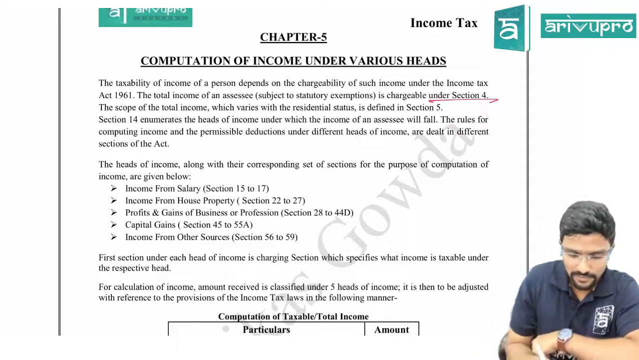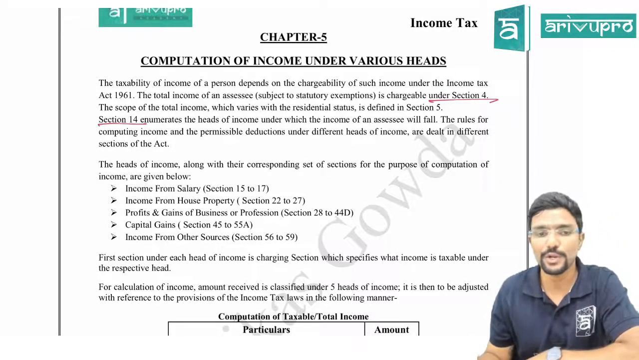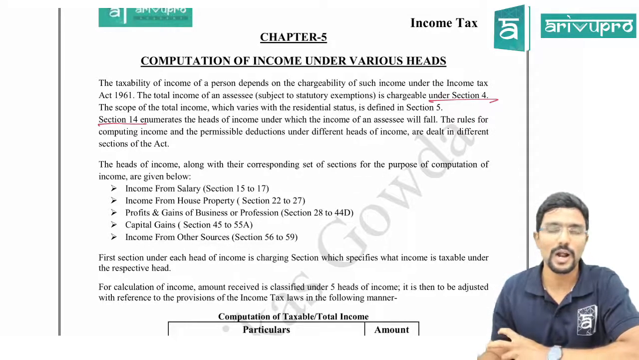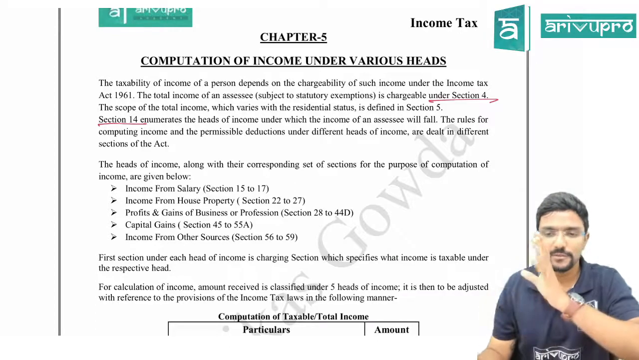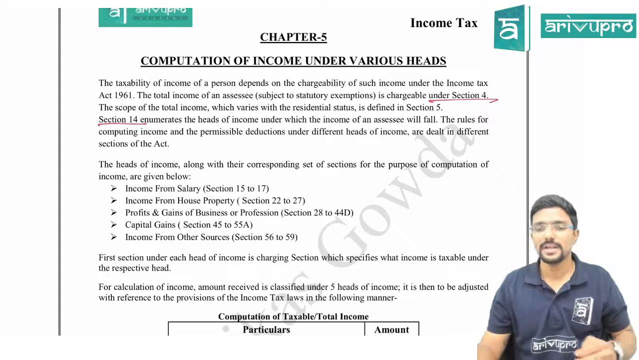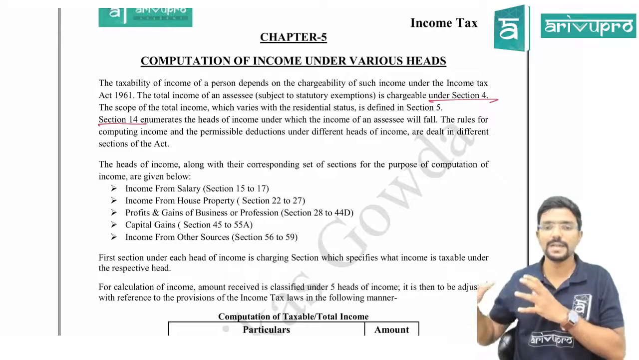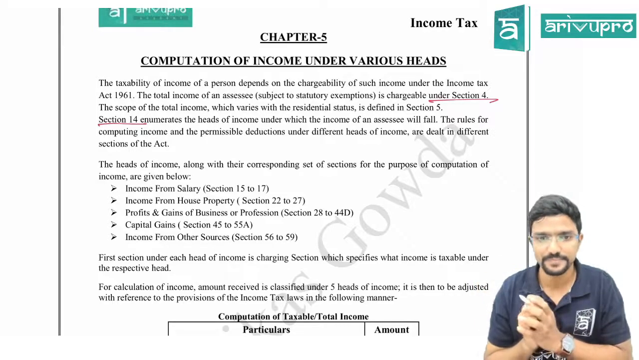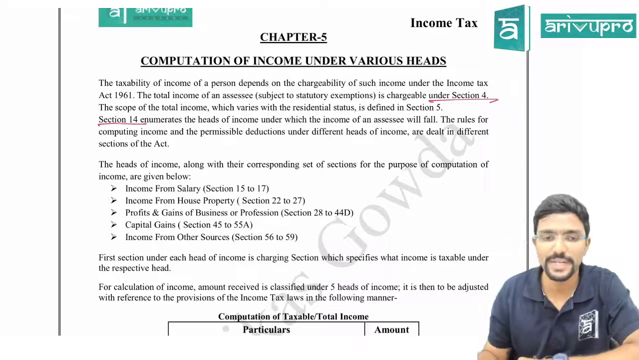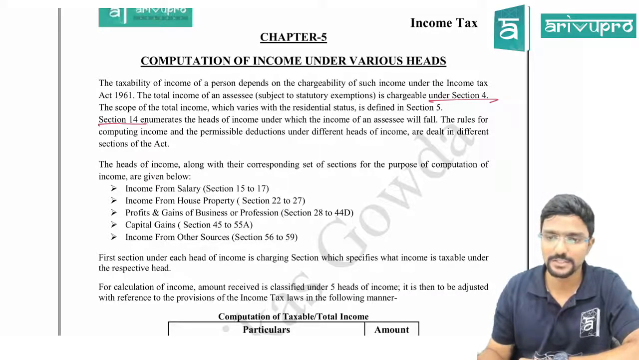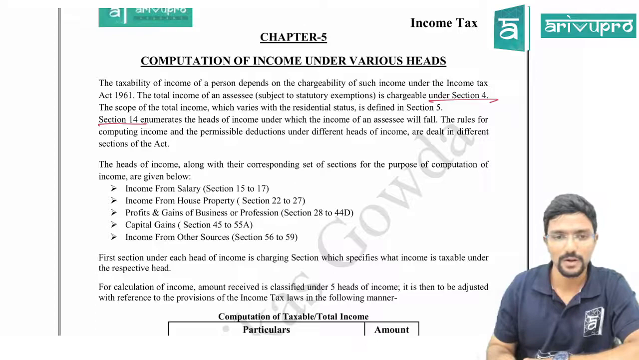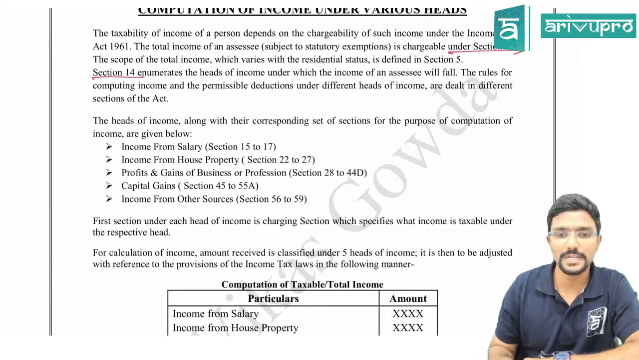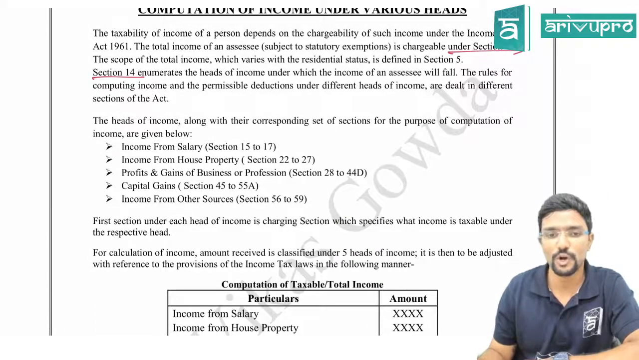Fine. Then section 14 enumerates the heads of income under which the income of an assessee will fall. So section 14 will tell that there are 5 heads of income where the income of any person will be calculated separately. Next, the rules for computing income and permissible deductions under different heads of income are dealt in different sections of the Act. There are different sections for each head of income.